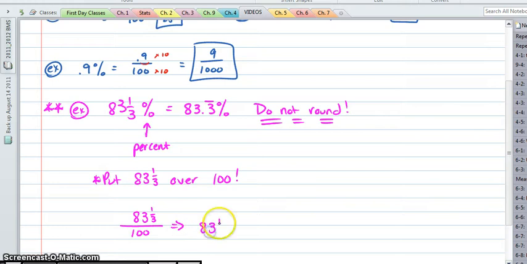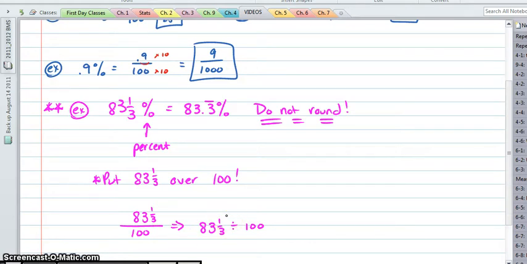I'm basically taking 83 1/3 and dividing it by 100. Okay, so I'm writing it horizontally, and I'm changing my larger fraction bar into the division sign. Well, I know how to divide mixed numbers and whole numbers. We can easily do this.